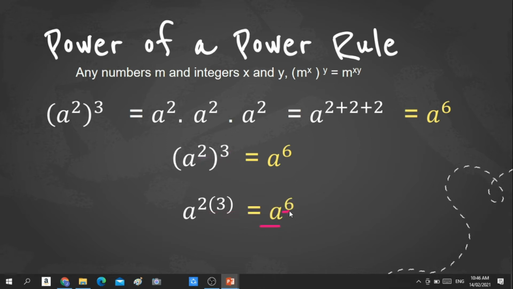Again, power of a power, may exponent sa loob, pinower pa sa labas ng 3, so just multiply the exponent and the given power outside. So that is a raised to 6. So that is the power of a power rule. So let's move naman sa pang-apat, which is the power of a product.